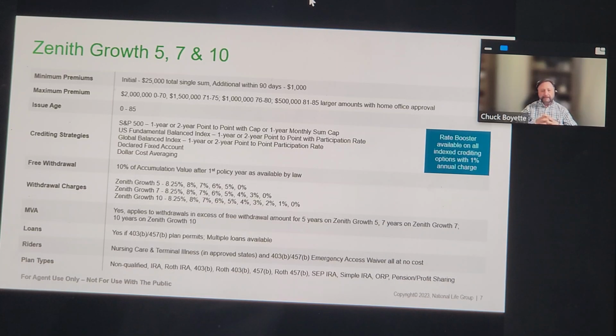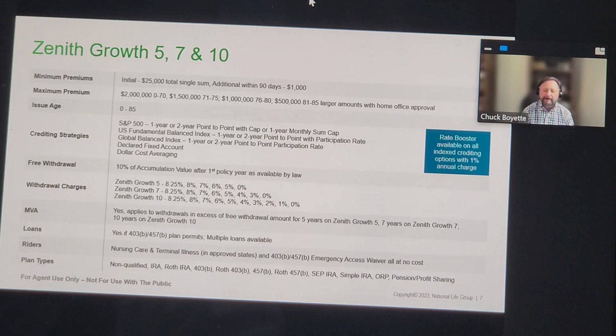We have volatility controlled indexes with the U.S. Fundamental and the Global Balanced. We also have a declared fixed interest account, and we also allow dollar cost averaging, and we'll go through that in a moment. We allow free withdrawals with our annuities. After year 1, they can take up to 10% of the accumulation value out without a penalty. And then you can see the withdrawal schedule.